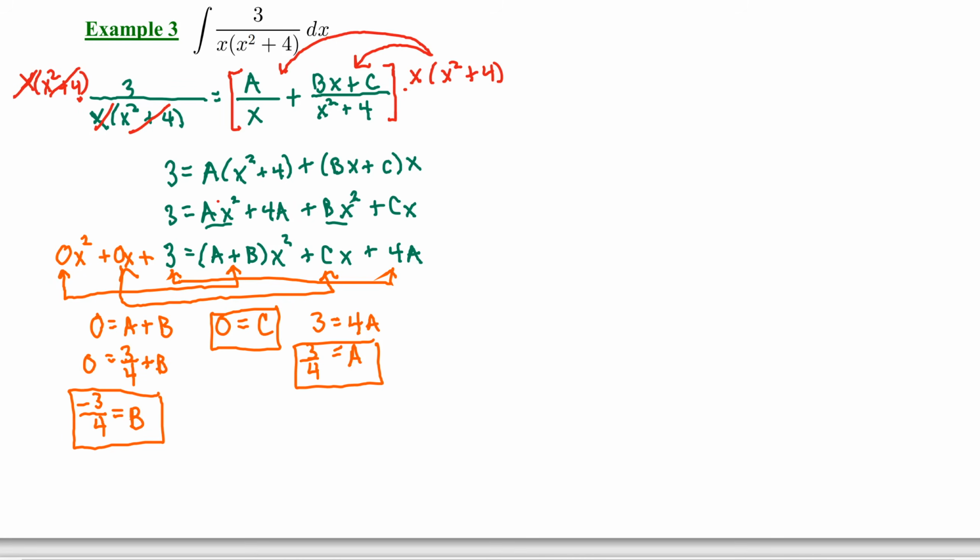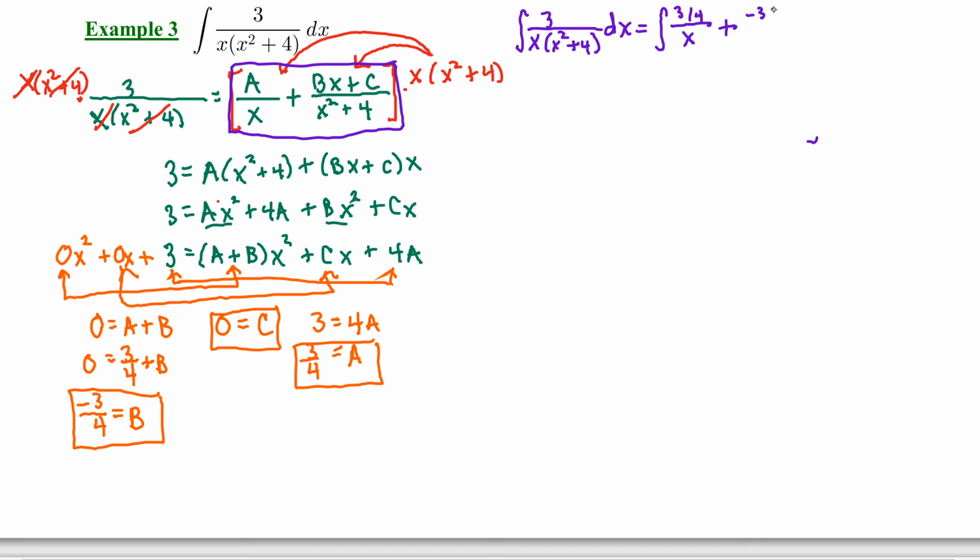Now we are ready for a little bit of calculus. We can go back to our original problem, the integral of 3 over x times x squared plus 4 dx, and we can now split it into two separate integrals or two separate terms using this as our model. So we're going to have the integral of a we discovered is 3/4 over x, plus b times x, b we discovered is -3/4 times x, plus c, we learned that c is 0, all of this over x squared plus 4.